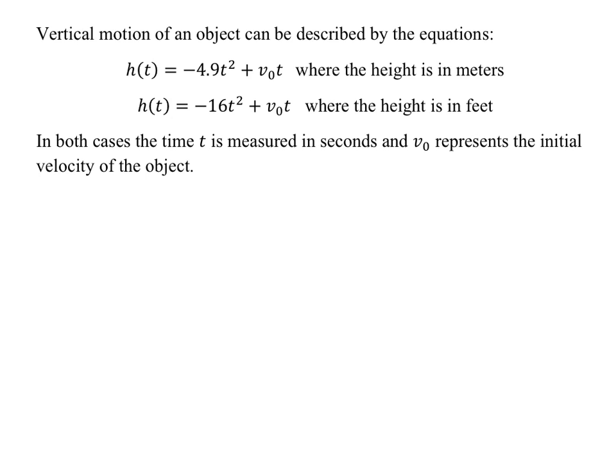You don't have to memorize these. These will be given to you. But you do not have to memorize these equations. Now, in both cases, V0 represents the initial velocity, and t is time measured in seconds. H is the height. So just keep this slide in mind for the next example.